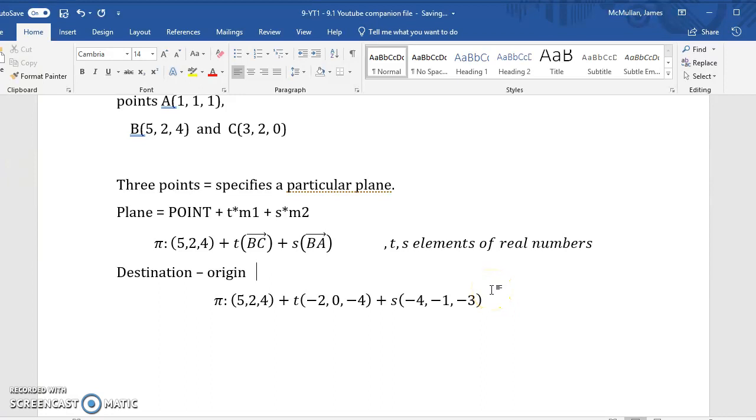Now again, this is not the only answer. There will be many answers that describe this, but all of the answers will describe the same plane. There is still only one plane that actually works here.